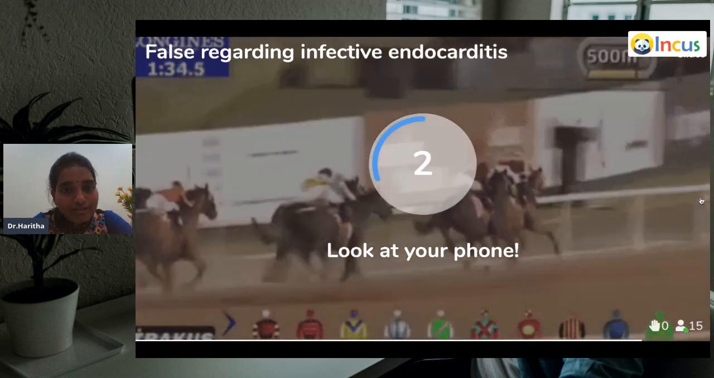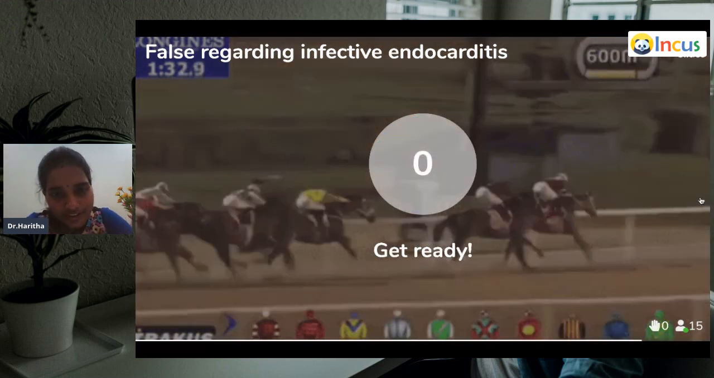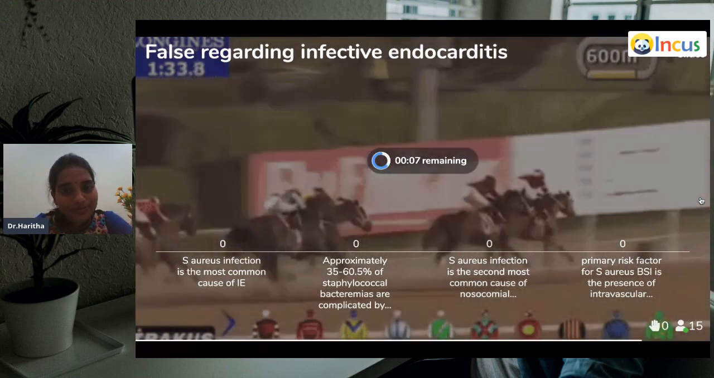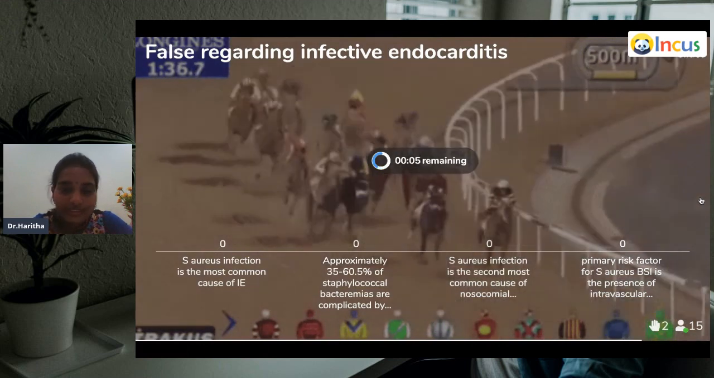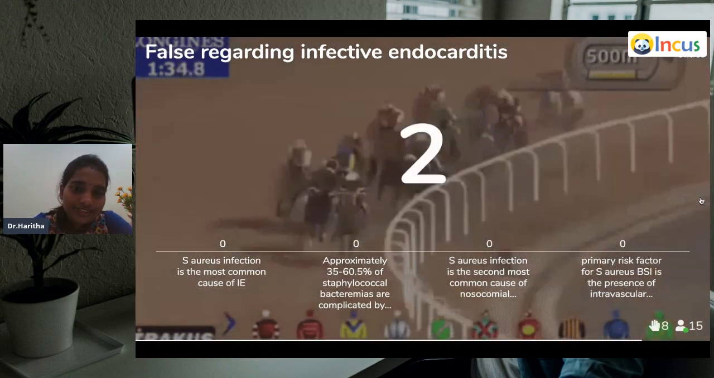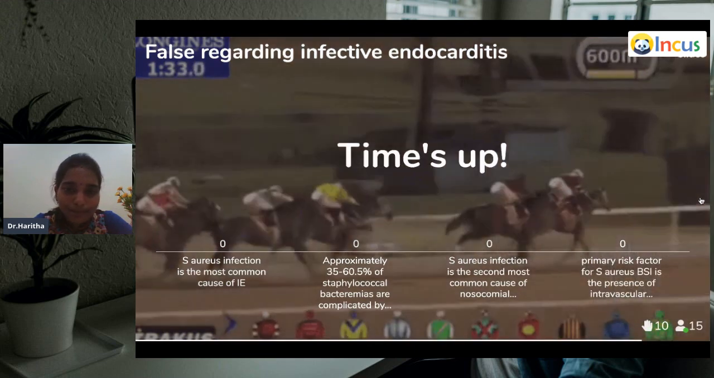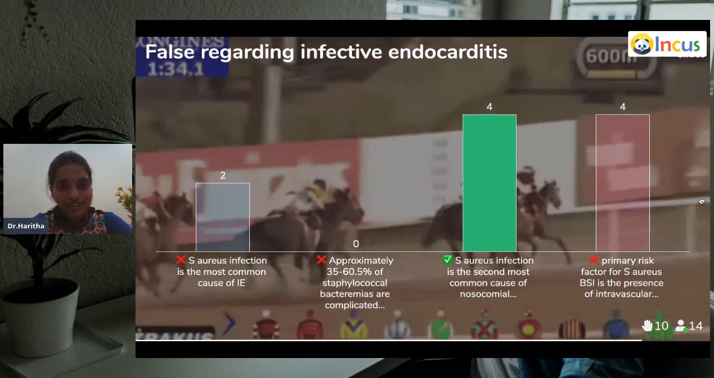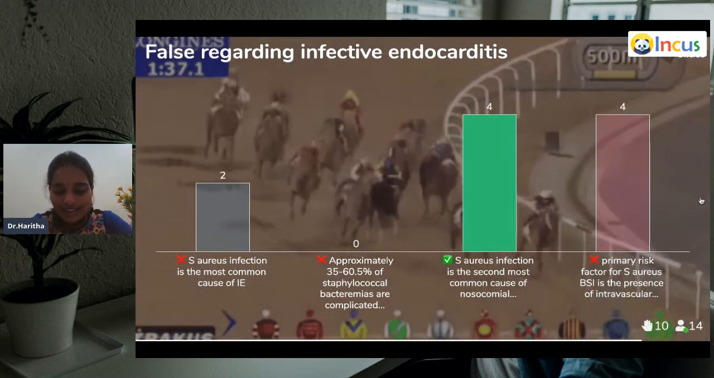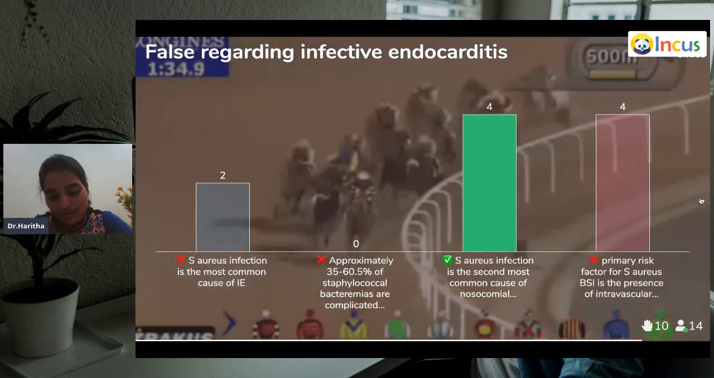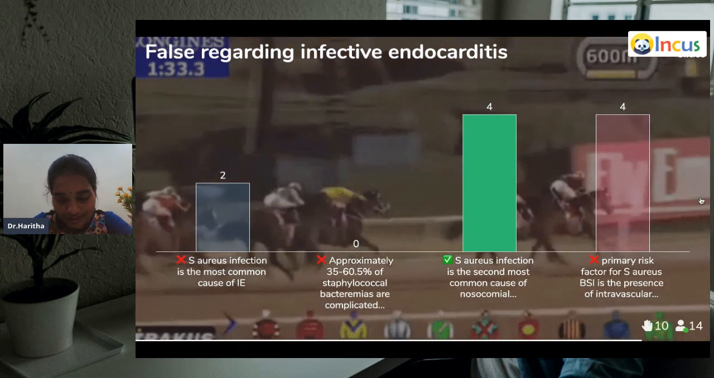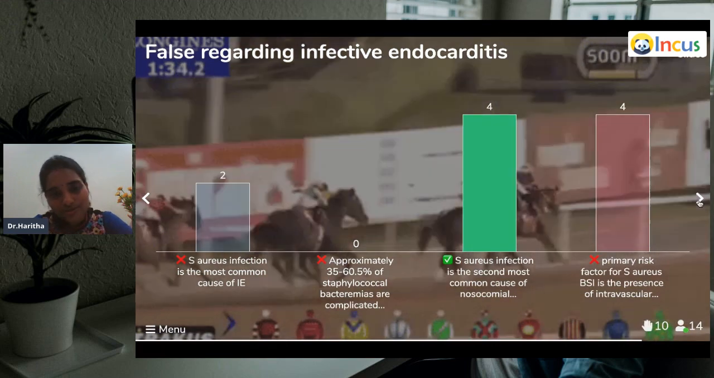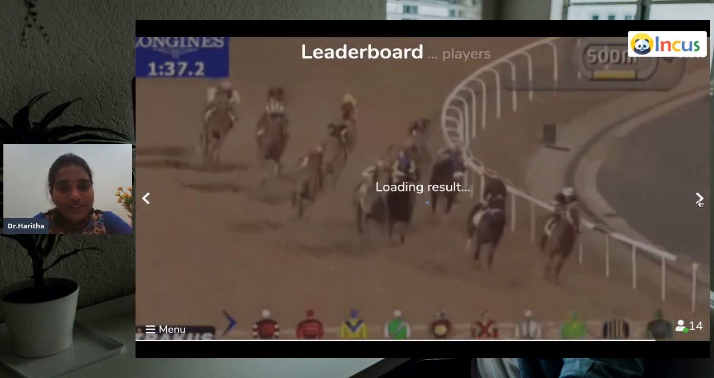19th question. Infective endocarditis. False regarding infective endocarditis. Duke's criteria is something I remember from my MBBS time. What is the right option here? Yes, I'm happy. The majority wrote that Staphylococcus aureus infection is the second most common cause of nosocomial bloodstream infection. It is the wrong answer. I hope you all know about infective endocarditis very well, so let me not stretch more about it. Let's skip to the next question.